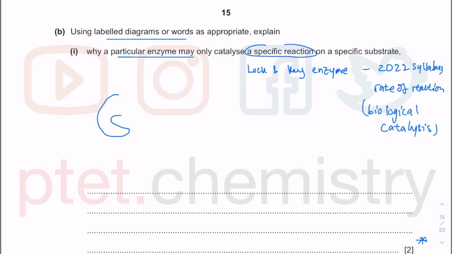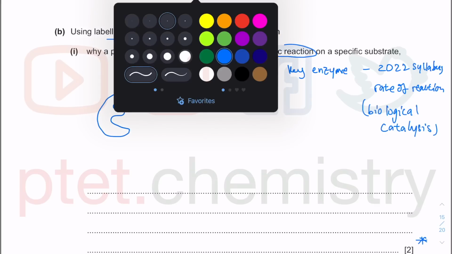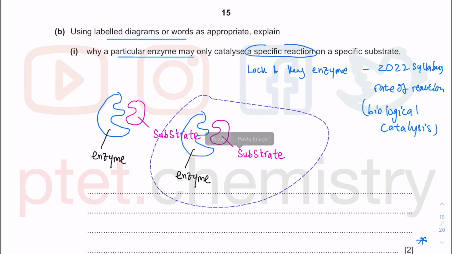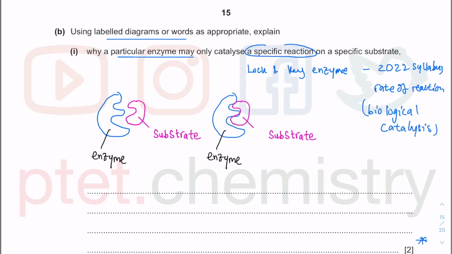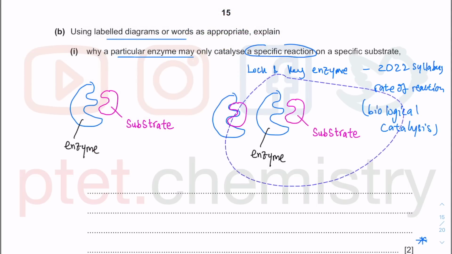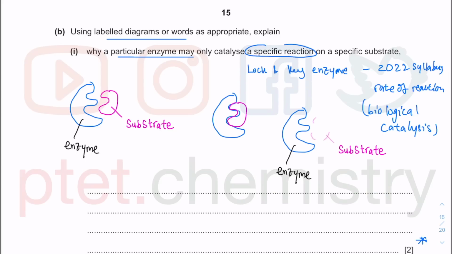I'm not a big fan of writing a lot of stuff, so I'll just write a couple of simple things. If that is my substrate, to be metabolized, and this is my enzyme, then I will get an enzyme substrate complex, where I just need to move this a bit closer. So what I get now is an enzyme substrate complex. And from there, I can get back my enzyme and I'll get my products.